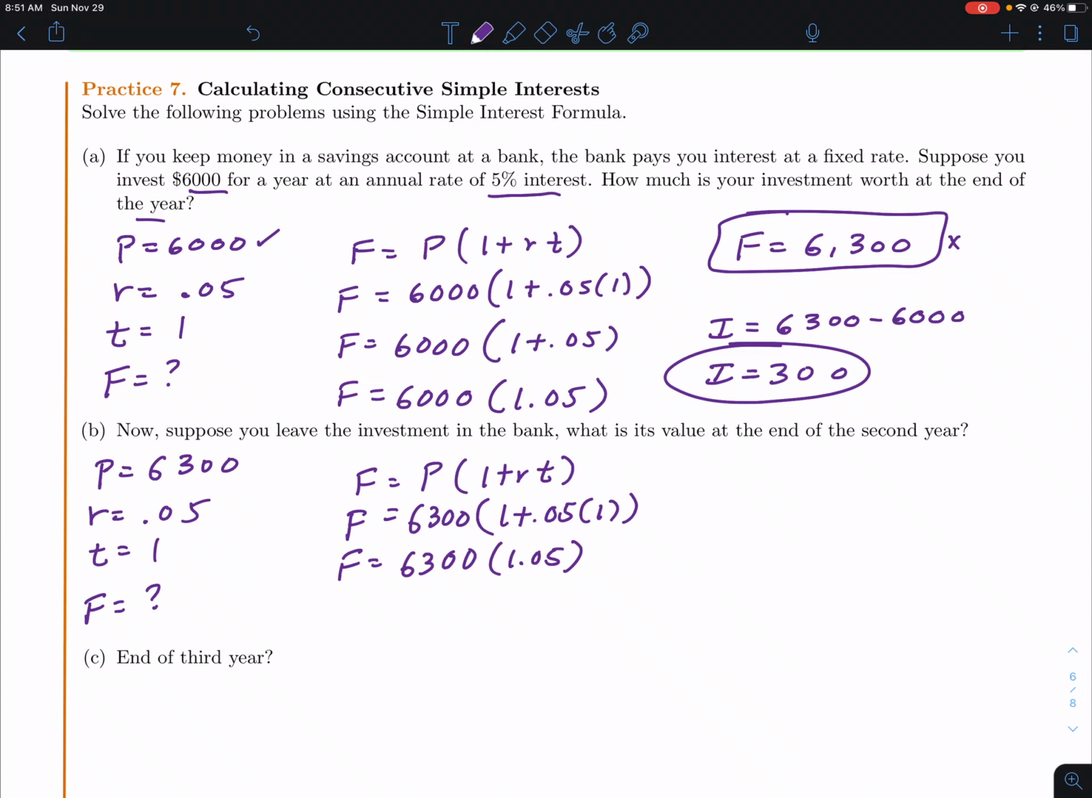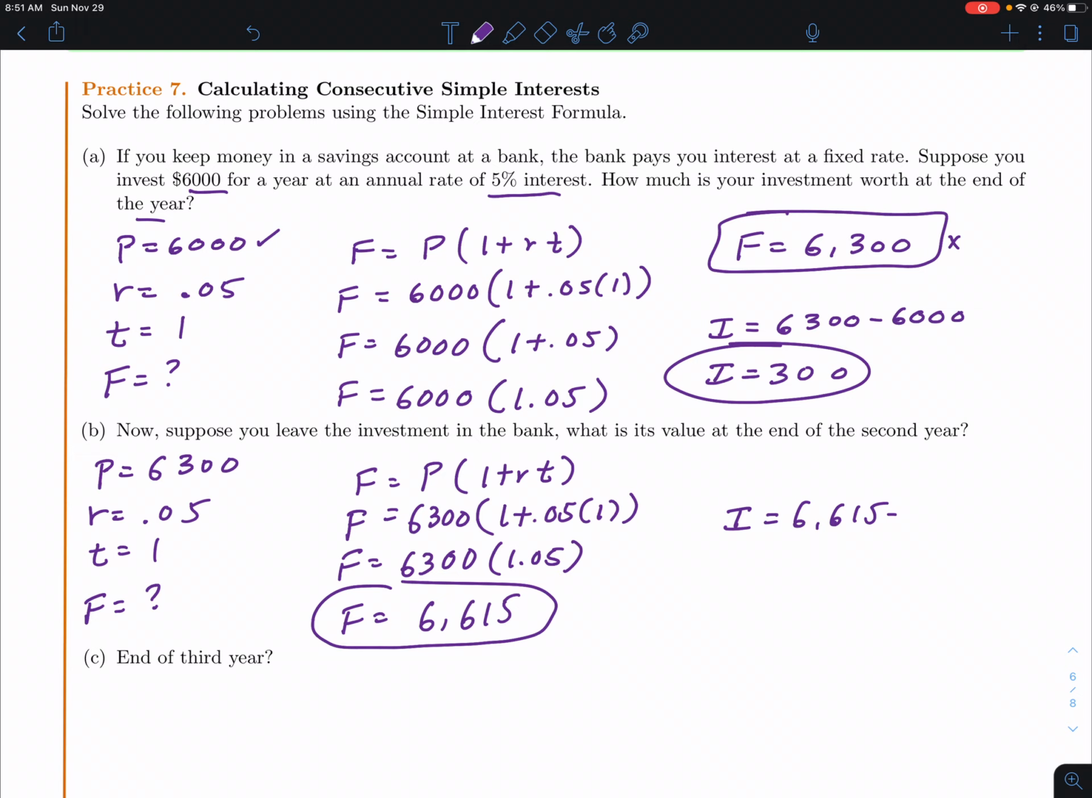So now we've got $6,615 as our future value. So that's how much money will be in the account. And so again, not that we need to know it, but our interest would be the 6,615.